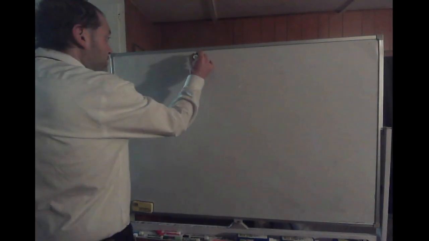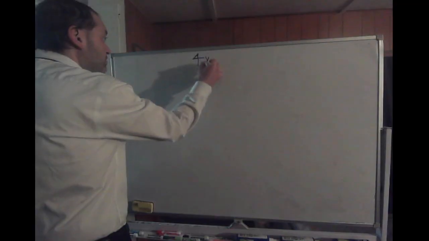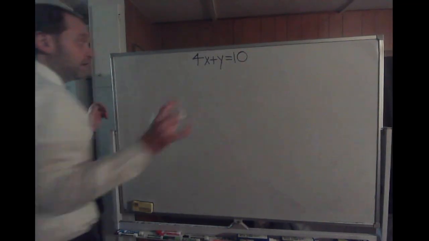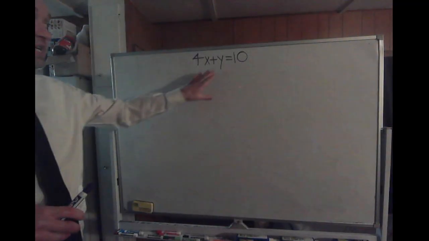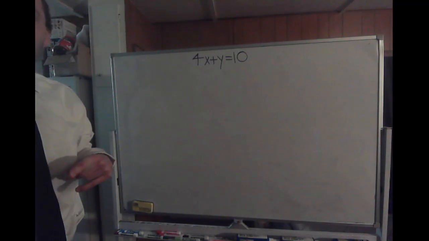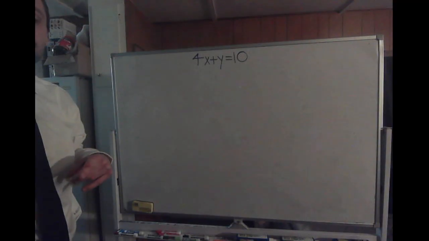All right, here we go. So we're going to now be given the general form of an equation. So you have 4x plus y equals 10, the standard form of an equation. Our goal is to find the slope and y-intercept.